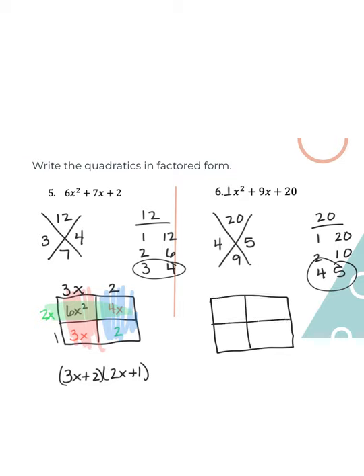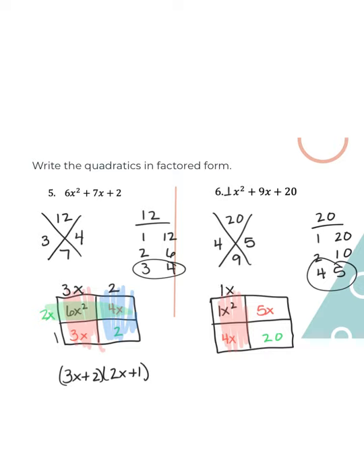Start my box, put my a value in my top left, so 1x squared. Okay, then I'm going to write my b values, which are now 4x and 5x, and that equals that 9x. Then I am going to end with my c value, which is 20. Okay, when I'm looking at 1x squared and 4x, I know that they both have a 1x in them.